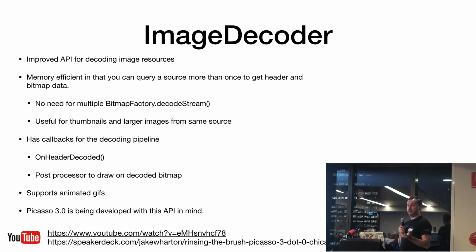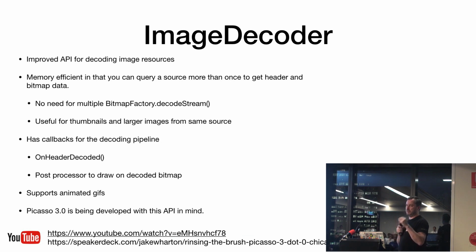If you're using the Glide library for downloading images, that supports animated GIFs. I don't think Picasso does. But one of the things that Jake mentioned in this talk in Chicago is Picasso 3.0 is underway. It's being worked on right now, and Image Decoder is one of the big features that are going to leverage inside that framework. So sometime, hopefully this year, they were talking about maybe releasing it.